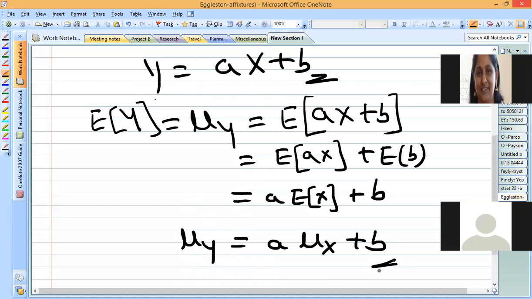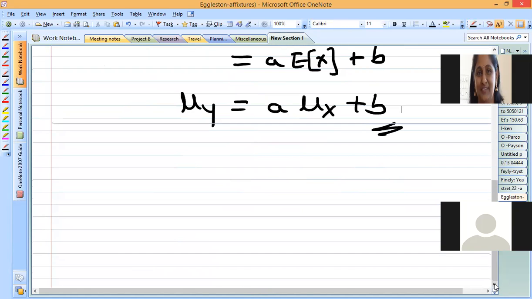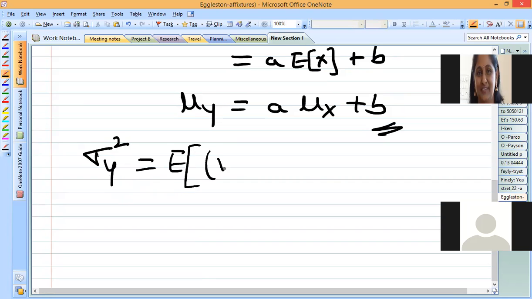You need to remember this because in the exercise problems you will come across such problems, and at that time you may need all these equations. Similarly, for the same linear transformation, you may also be asked to calculate the variance. So the variance of the random variable y is expressed as sigma y square. This is nothing but the expectation of y minus mu y whole square.